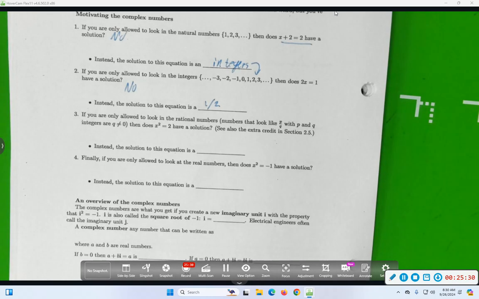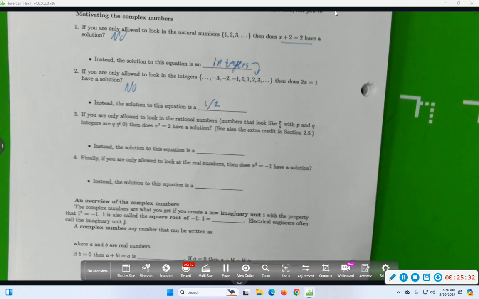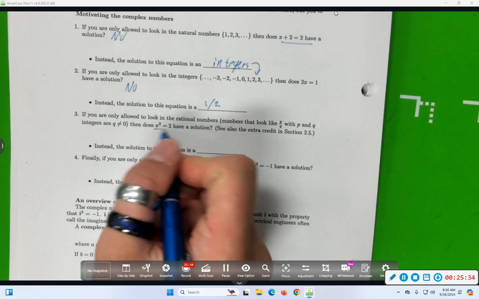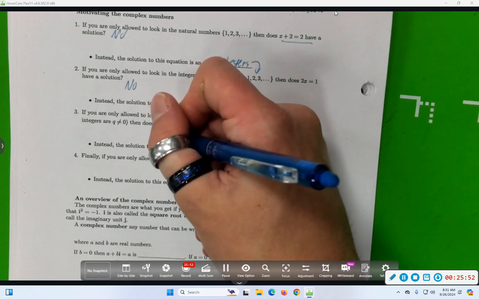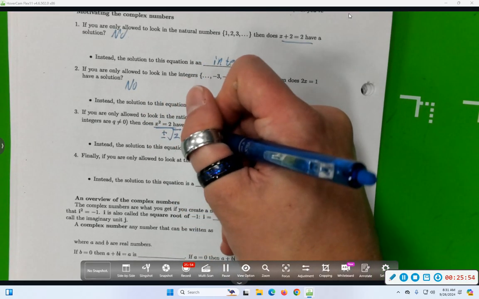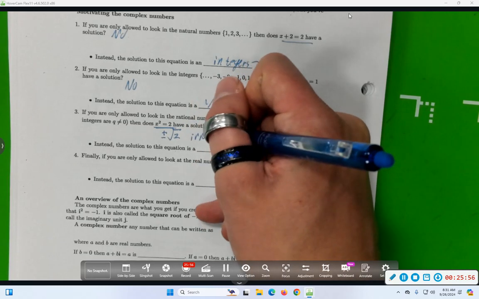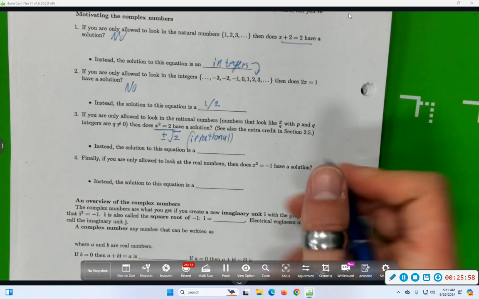All right. Well, what about then? Does x squared equals 2 have a solution if you're only allowed to look at rationals? No, right? Because what's the solution to x squared equals 2? Square root 2. Or negative square root 2, I guess. But that's irrational.